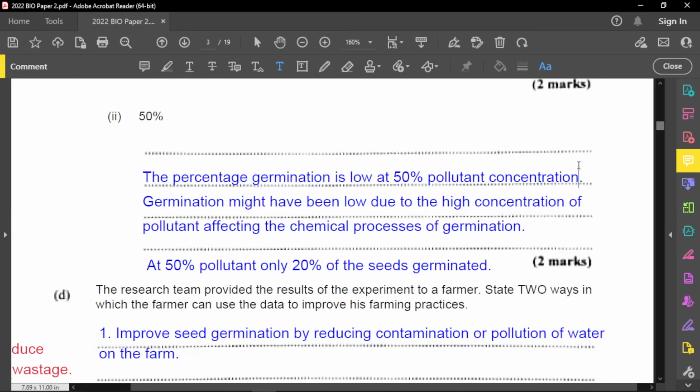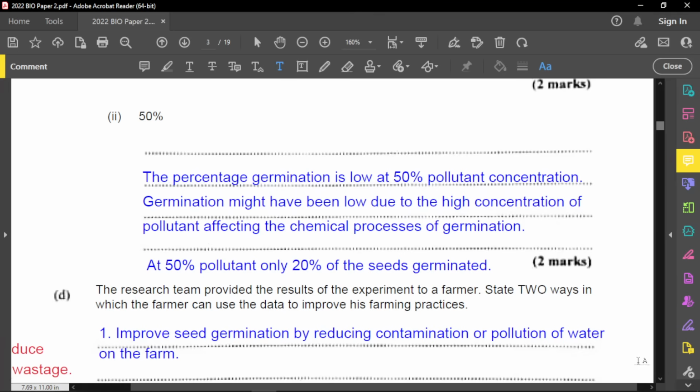All right. Again, the germination might have been low due to high concentration of pollutant affecting the chemical processes of germination. And a point to note here is that at the 50% pollutant, only 20% of the seeds actually germinated, which is way less than half, right? And so therefore, in terms of this, you have 80% of the seed that did not germinate. And 80% loss is a big loss in terms of seed germination. That's really poor, all right?